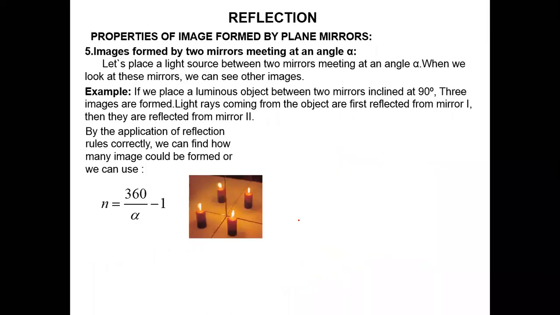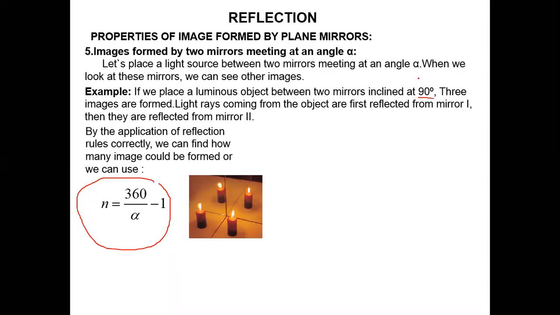The fifth one, image formed by two mirrors meeting at an angle. When there are two mirrors at an angle, if you want to find the number of images, you're going to use this formula: N equals 360 degrees over alpha, the angle given to you, minus 1. For example, let's say you send a ray inclined at 90 degrees. That means you're going to divide 360 over 90, minus 1. It is going to be 3 images. So 3 images are going to be formed in two mirrors due to reflection.